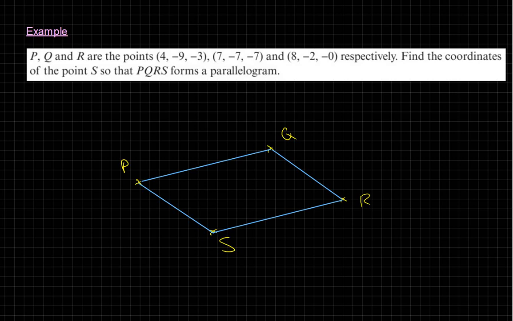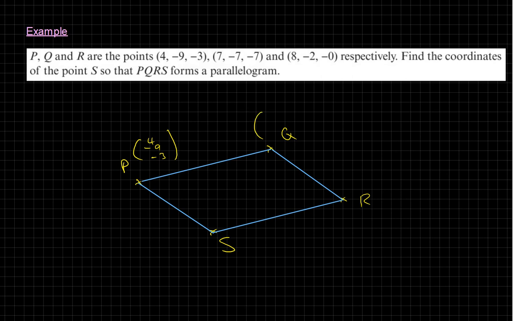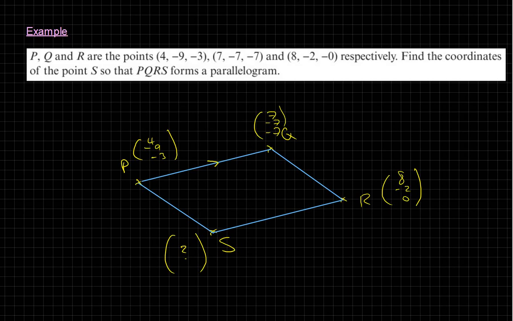And if I then just label these quickly, so this is 4, -9, -3. This one's 7, -7, -7. 8, -2, 0. And then S we don't know. We're not sure what S is, so we're going to have to think about that. What I should also do is label these sides to make it clear that they're parallel. The direction of the arrows doesn't particularly matter there. I'm just declaring that the opposing sides are parallel.